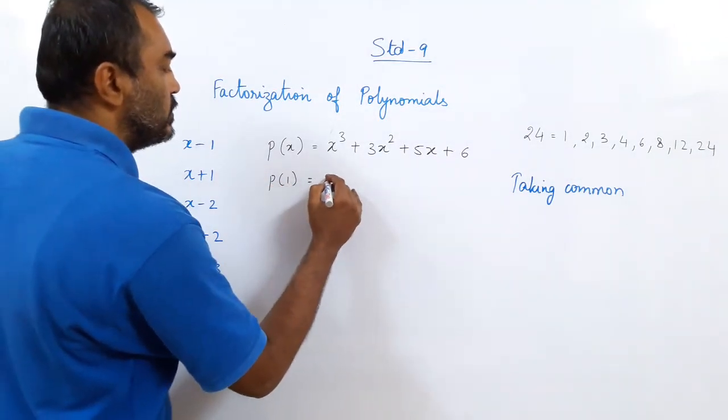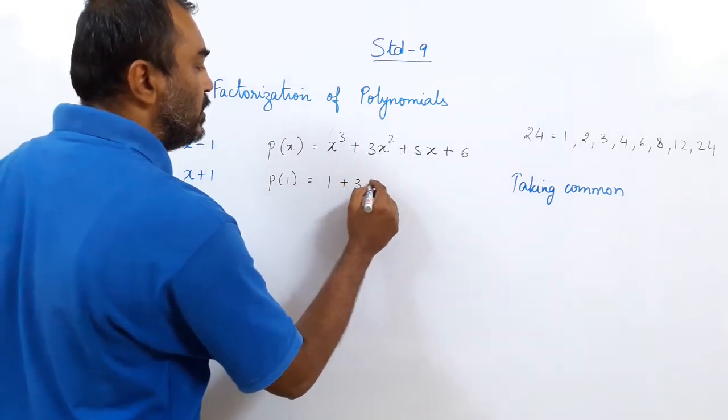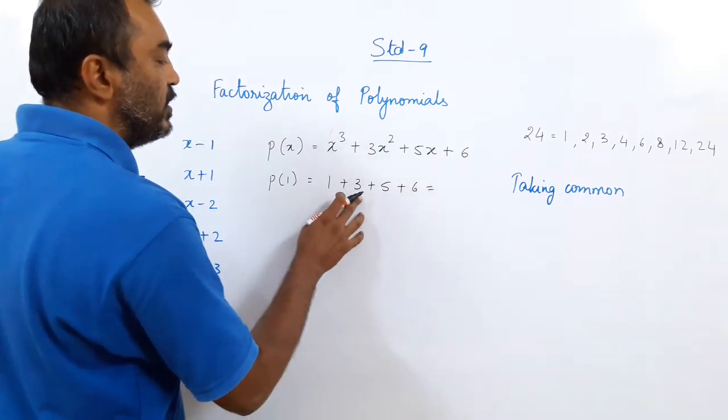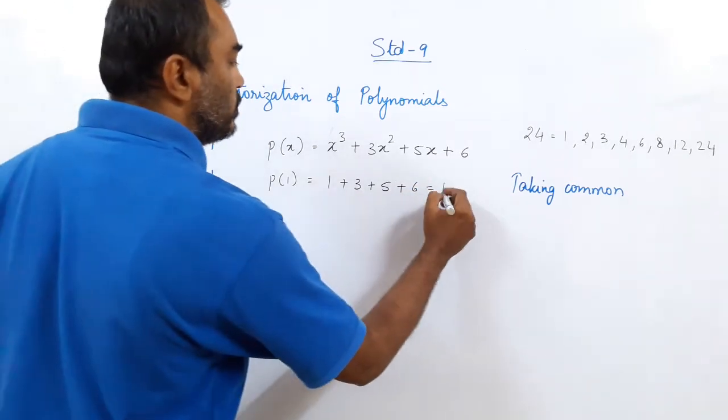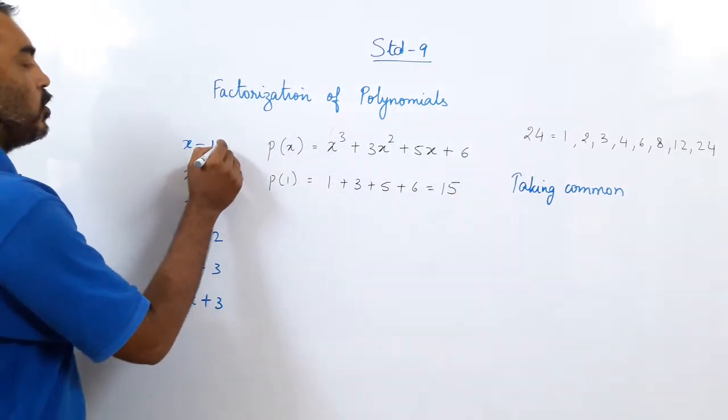So 1 cube is 1. 1 square is 1 into 3 is 3 plus 5 plus 6. What do I get? 6 plus 5, 11. 11 plus 4, 15, which is not equal to 0. So x minus 1 is not a factor.